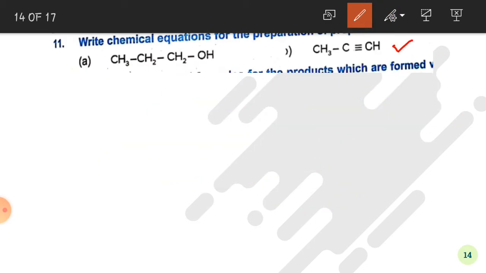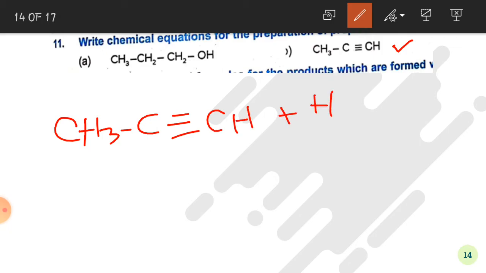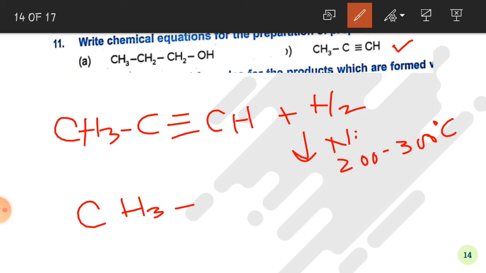Now you have to prepare propene from propyne. This is the easiest reaction. What you will do? You will add 1 molecule of hydrogen in the presence of nickel at 200 to 300 degrees C, and 1 hydrogen atom will be added to each of these two carbon atoms, and this is your propene.